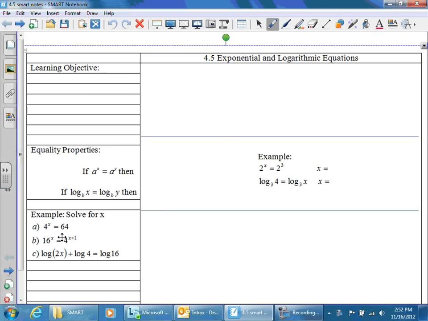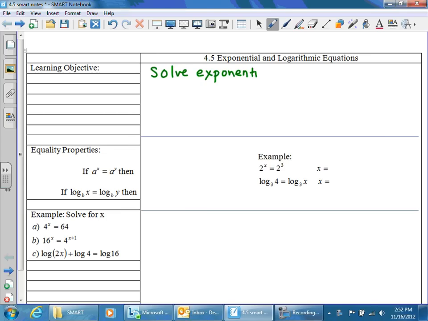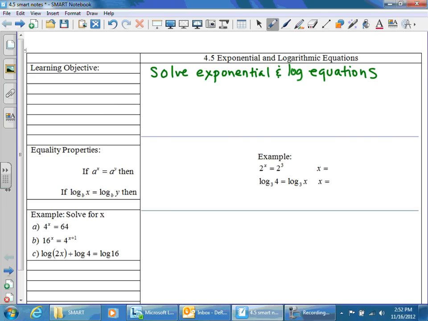The learning objectives for these notes are we're going to solve exponential and logarithmic equations. We're going to solve problems involving compound interest.